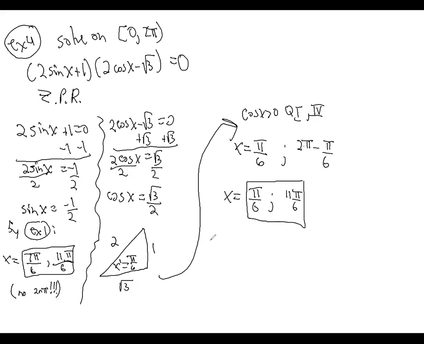So our solutions all together is just x equals pi over 6, 7 pi over 6, and 11 pi over 6. I put them in ascending order. This is a 6 down here. So it ends up being 3 solutions instead of 4 because you found the same solution twice. There's no need to write the same solution twice.